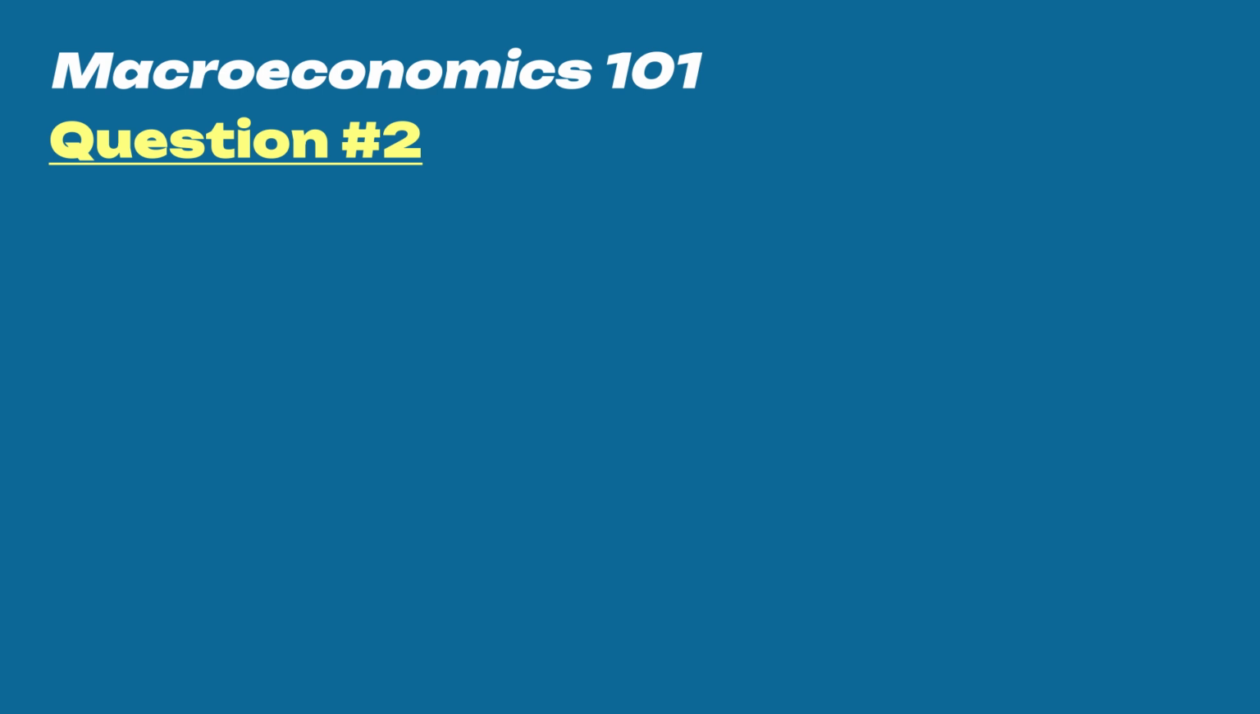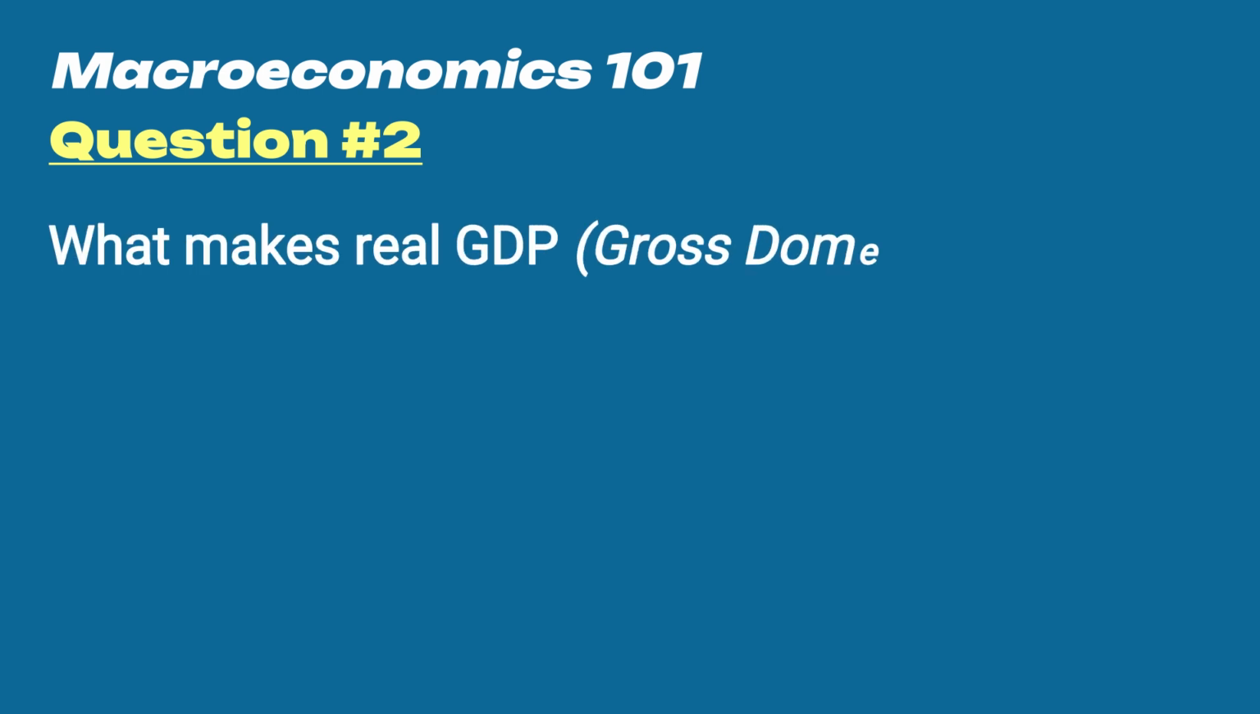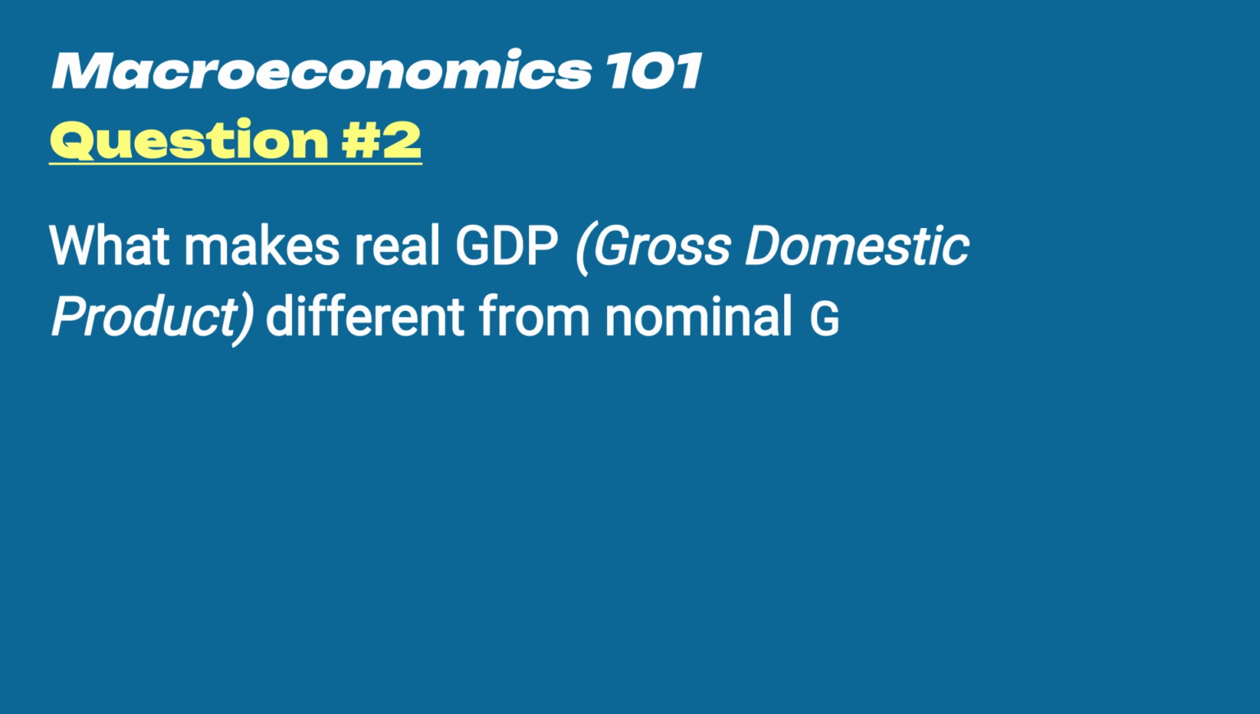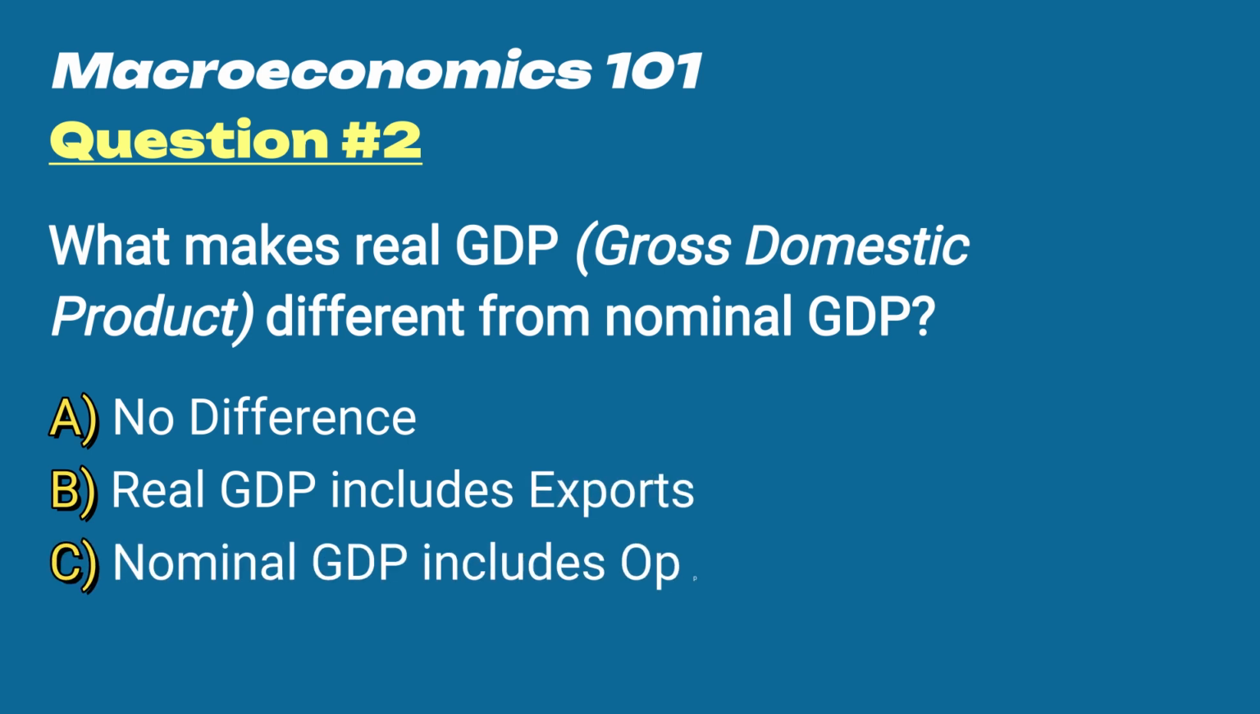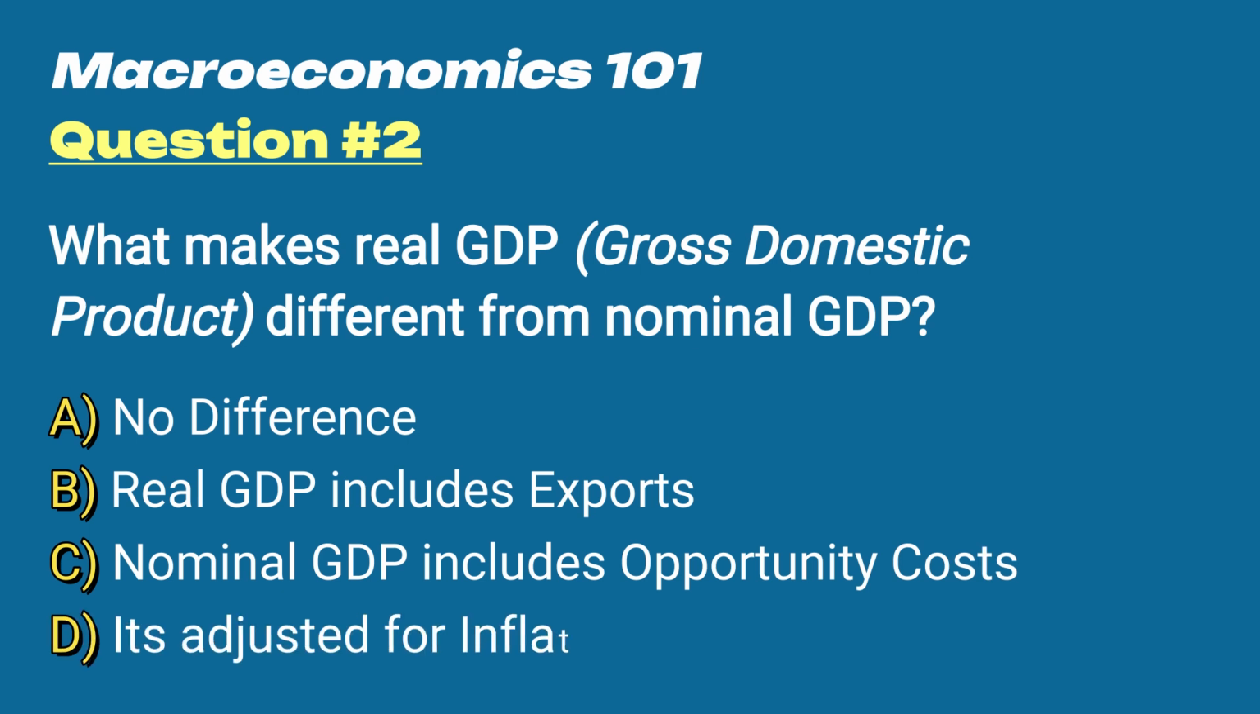Question number 2. What makes real GDP different from nominal GDP? A, no difference. B, real GDP includes exports. C, nominal GDP includes opportunity costs. D, it adjusts for inflation.